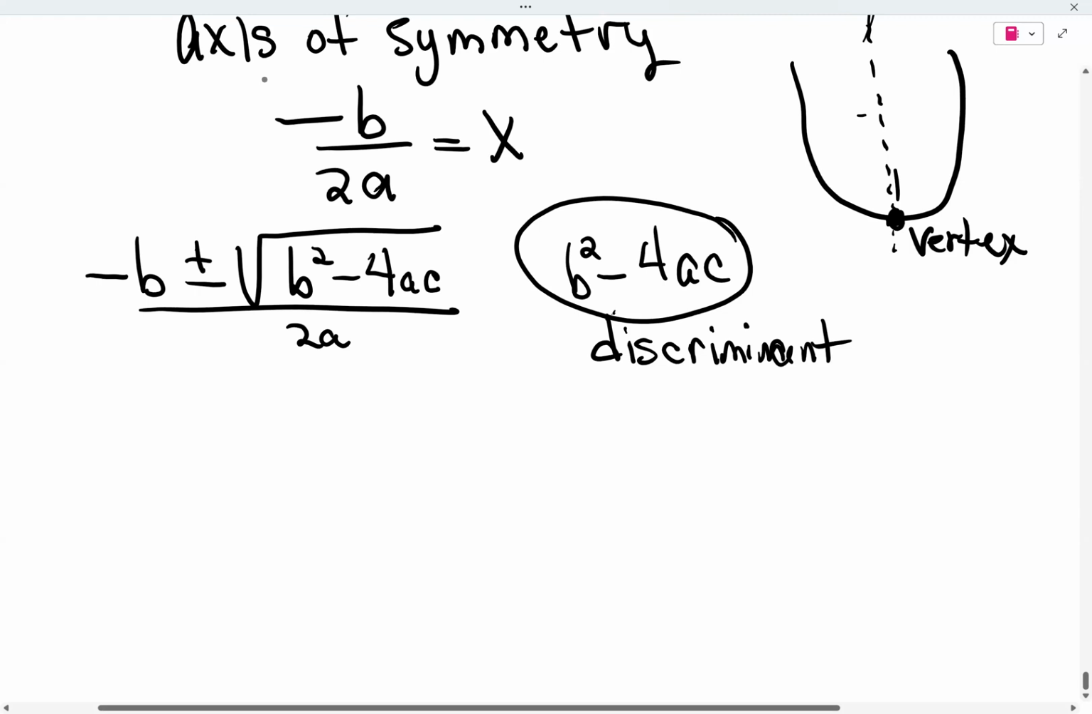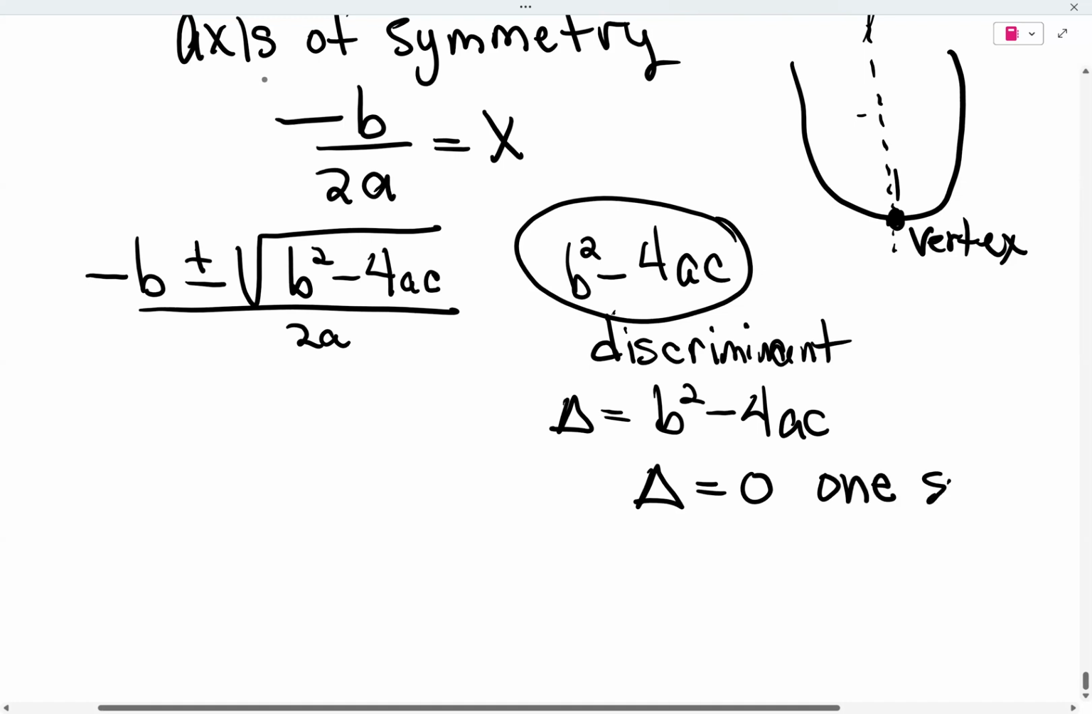Just using this, which sometimes we denote as a triangle. So you'll hear me use the little triangle, and I say the discriminant, and I'll draw a triangle, which I'm meaning b squared minus 4ac has 3 possible outcomes. If that discriminant is equal to 0, then I know that there is only one solution.